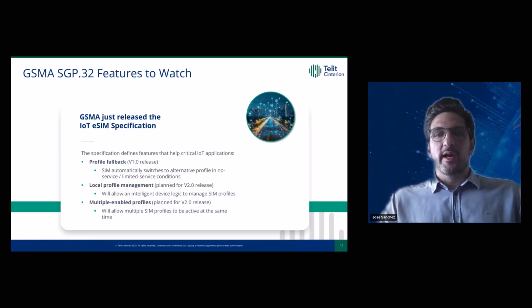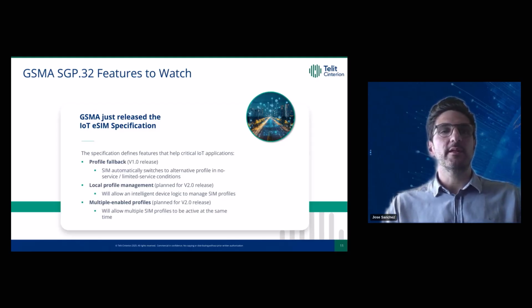Local profile management allows intelligent device logic to be developed, to manage SIM profiles locally. This is a feature which is not currently supported. We expect it will be supported at some point in the future, probably in 2026. This will allow smarter device logic to drive the SIM provisioning process, so that even if the device is disconnected, application implementers can implement an agent that automatically, or based on device KPIs, tries to maintain always-on connectivity.